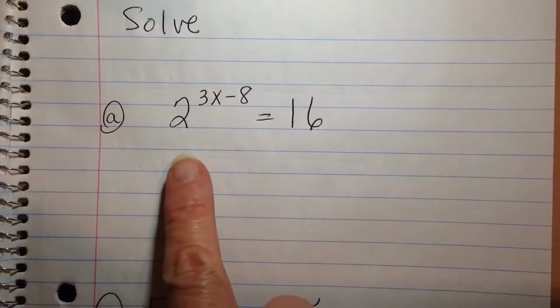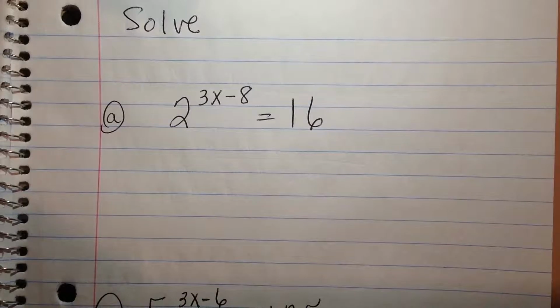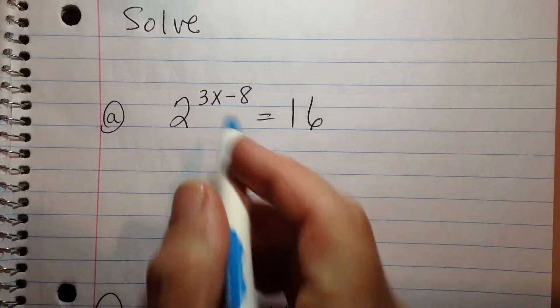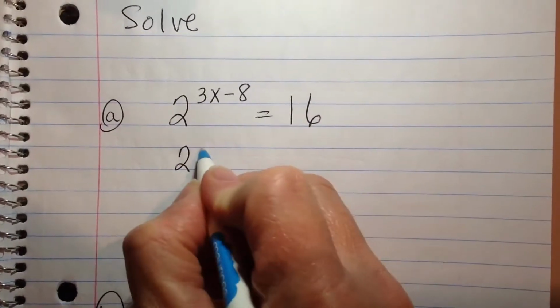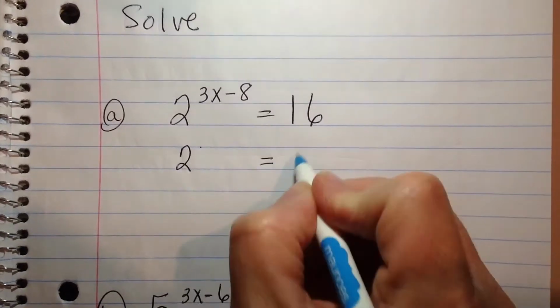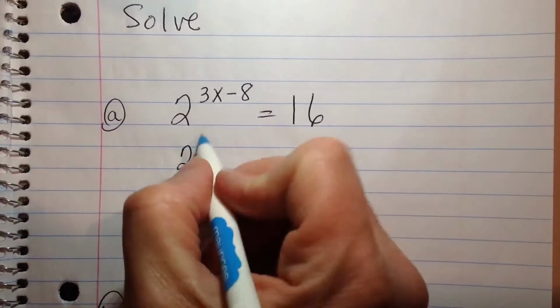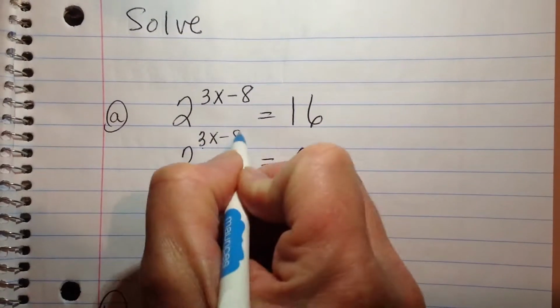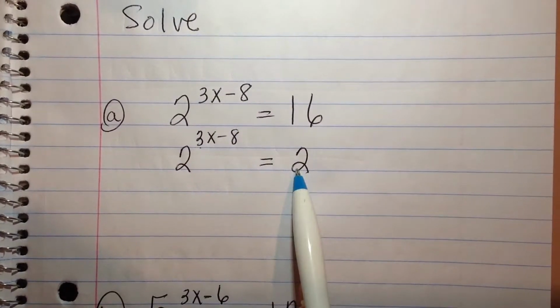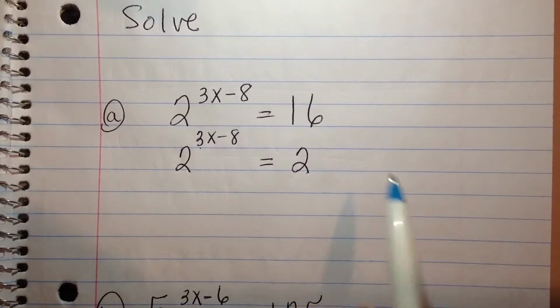Solve 2 to the 3x minus 8 equals 16. This is an exponential equation because the variable is in the exponent. Now, your rule said raise both sides from the same base. Well, my left side is already raised from base 2. So we want to raise the right side from base 2 if possible. Now, let's think about it. 2 to what power gives you 16?